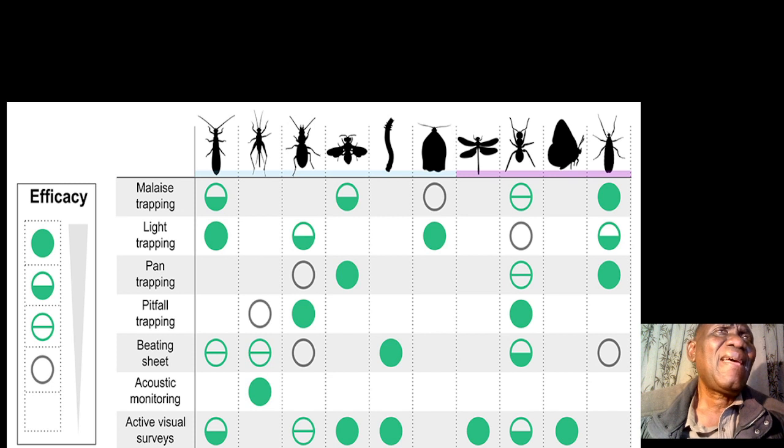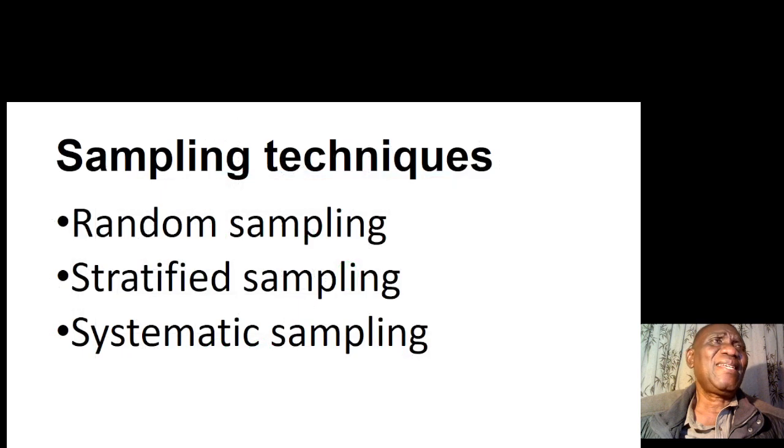Well, these are some of the methods which are used in monitoring insect pests. We have got number 1 malaise trapping, light trapping, penny trapping, pitfall trapping, beating sheet, acoustic monitoring, active visual surveys. So we just use what is appropriate for our own conditions.